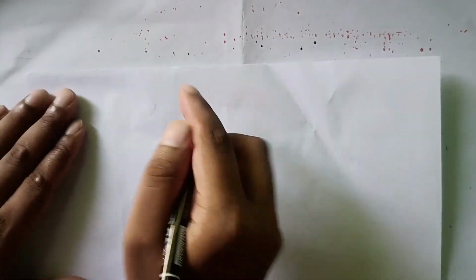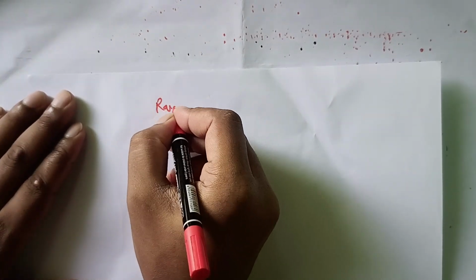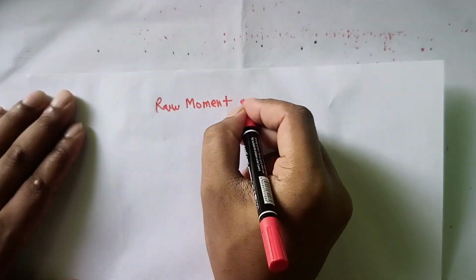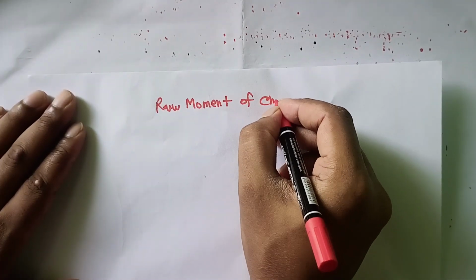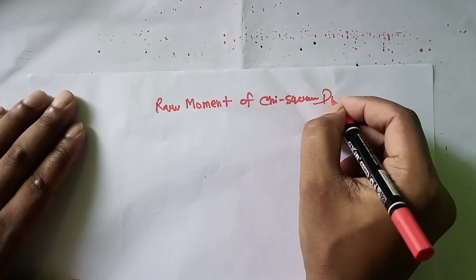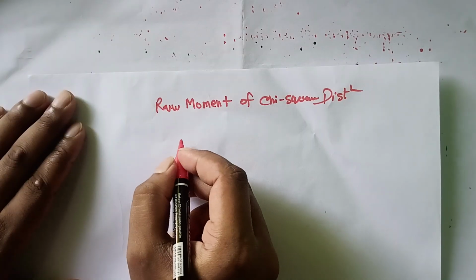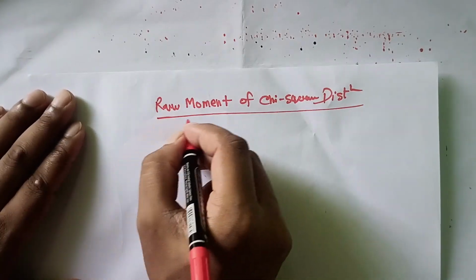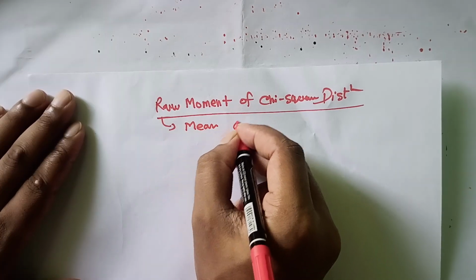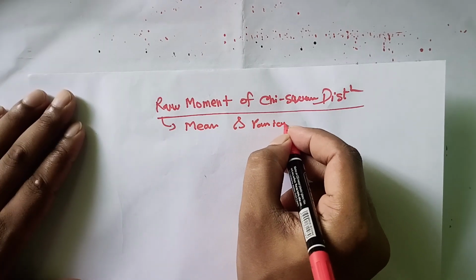Hello everyone, today we will find the raw moment of chi-square distribution. After finding this raw moment, we will also derive mean and variance from it.